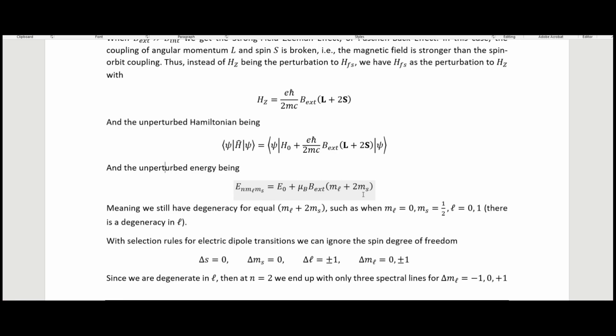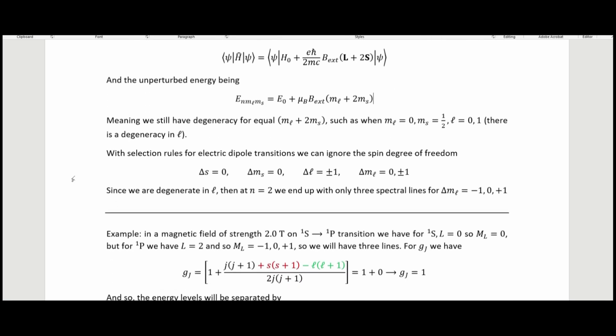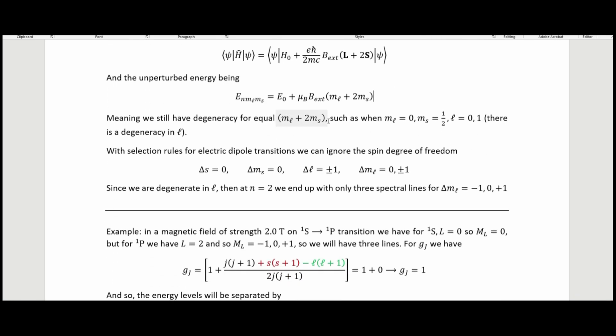And so we have m sub L plus 2m sub S as our eigenvalues. So we still have a degeneracy when m sub L plus 2m sub S is equal for different combinations, such that when m sub L equals 0 and m sub S equals a half, in this instance we would have L equals 0 and 1. So essentially what I'm saying is there is a degeneracy in L, but no longer in the m sub L and m sub S, which are magnetic and spin quantum numbers.